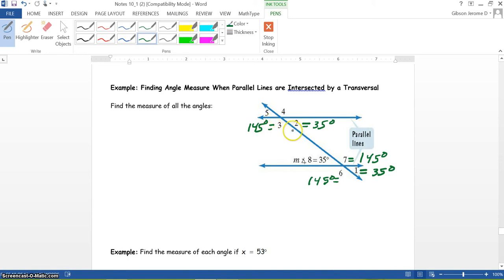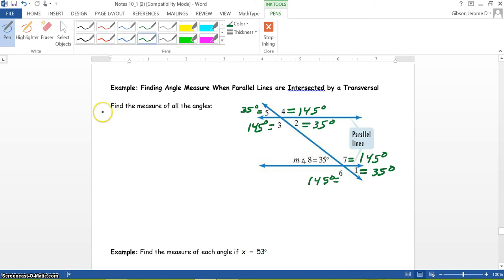Now if we look here using a straight angle, we have 3 and 5 forms a straight angle. So we know angle 5 will be 35 degrees, because 145 and 35 is 180. And angle 5 and angle 4 is a straight angle. So angle 4 must be 145 degrees as well. So we've done all of the angles.